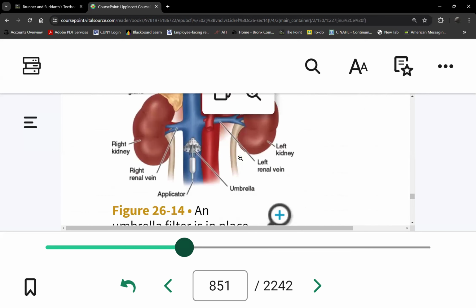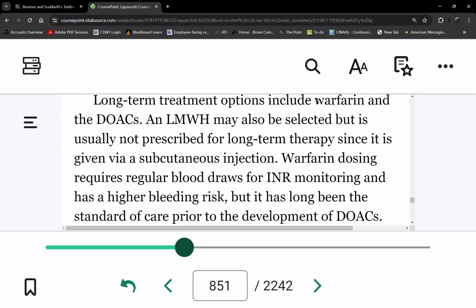PTT. Okay, we monitor PTT to determine the dose because the dosing for heparin IV is based on the PTT level. And of course, every day we draw INR to monitor whether we've reached the therapeutic level for warfarin. Okay, so we don't know how many days this will be. For some people, it'll be 2 days. Some people, it could be a week. All right, so we don't know.